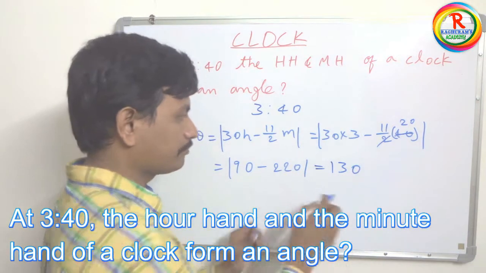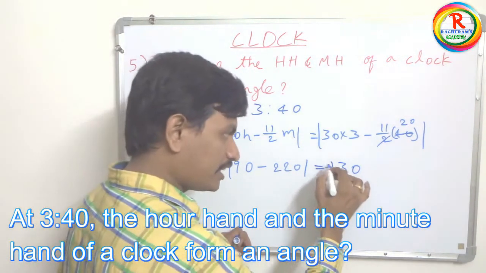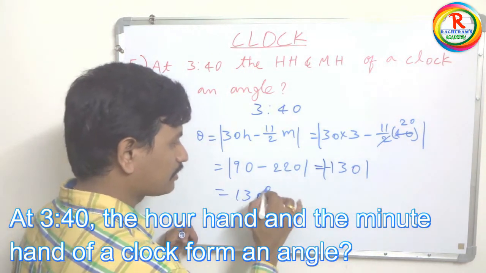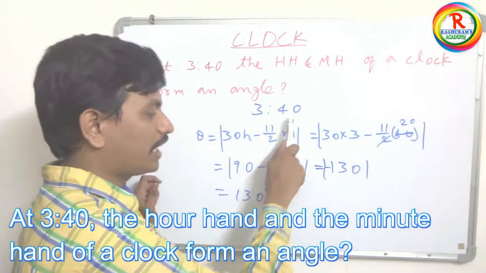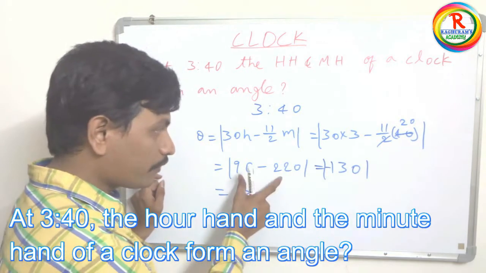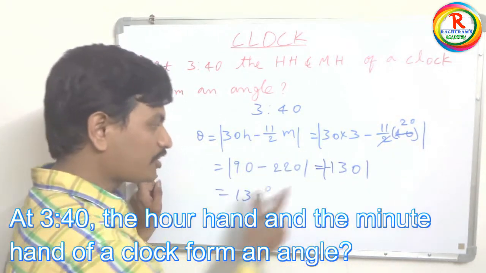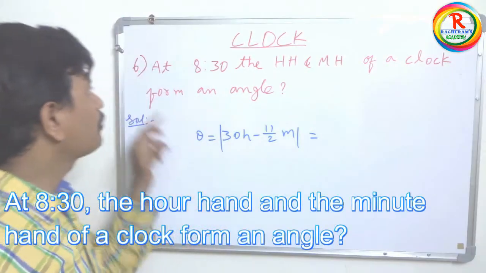130 degrees. I am removing this modulus. So here in this case we actually get a negative, so removing the modulus we get 130 degrees. So the angle between the hour hand and minute hand at 3:40 is 130 degrees. I have taken this problem because here we are getting a negative. That's why I am using the modulus. So remove the modulus and we get a positive degree. Now we shall see the next problem.